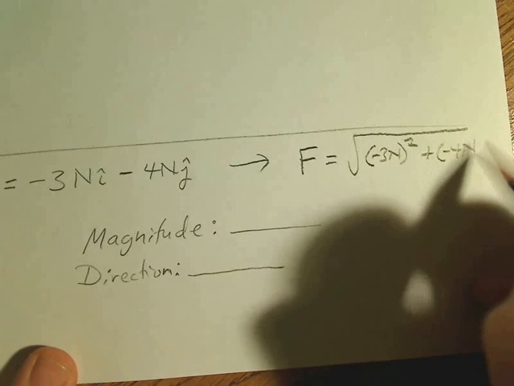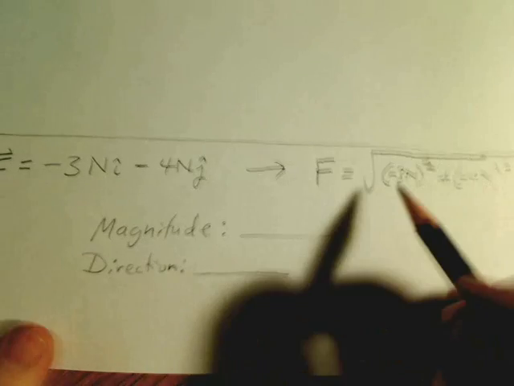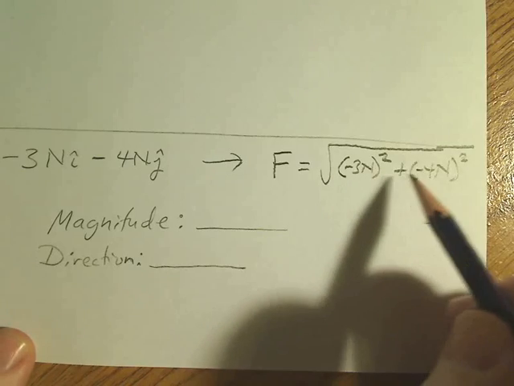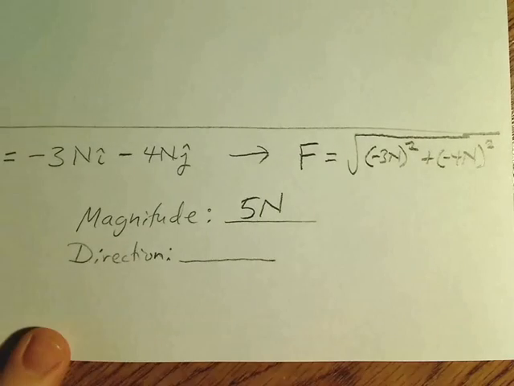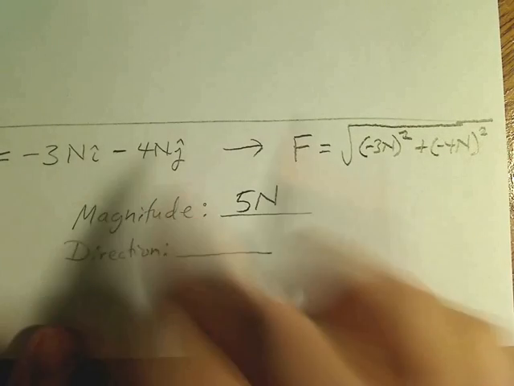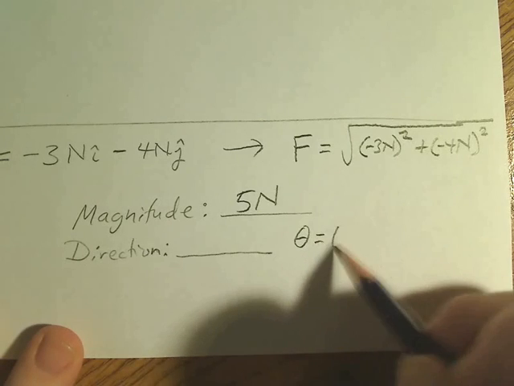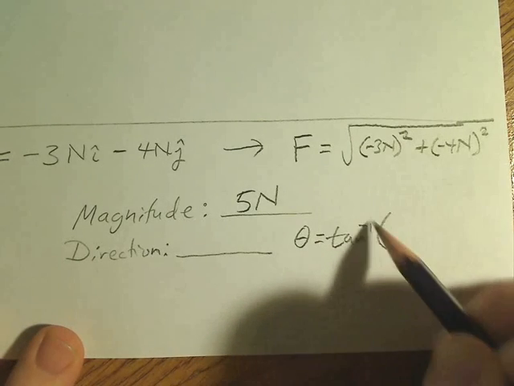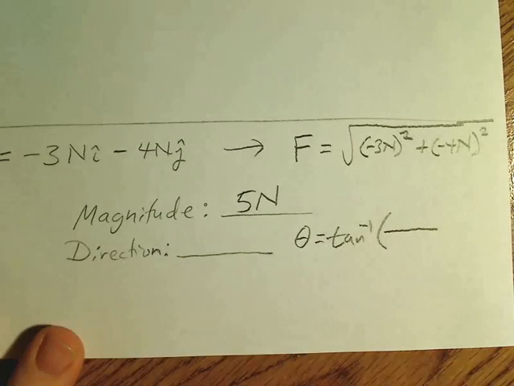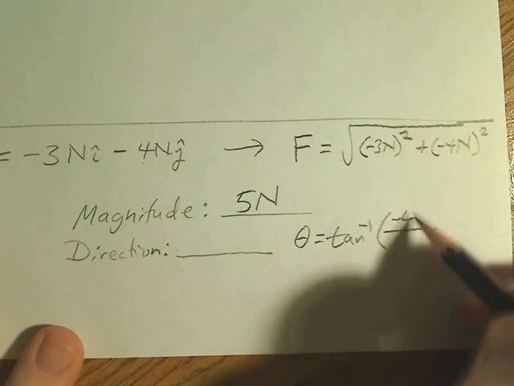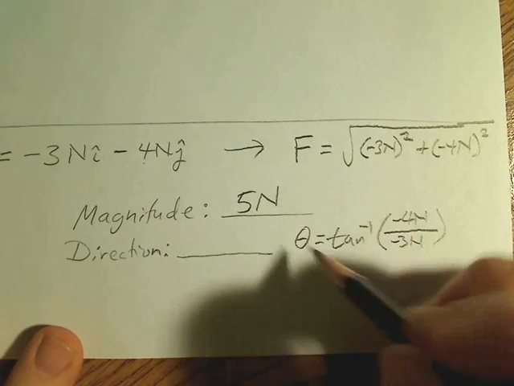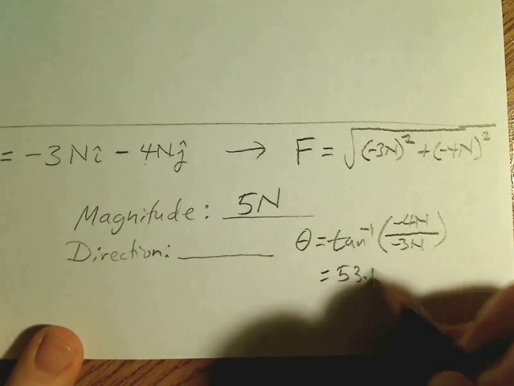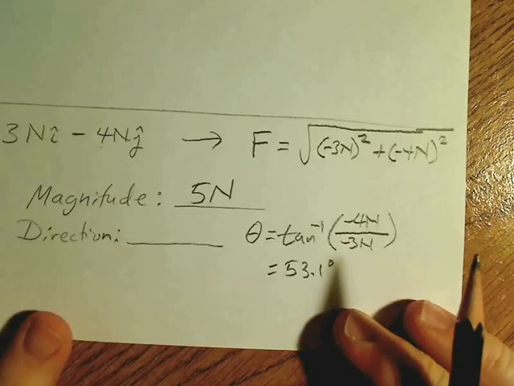plus negative 4 newtons squared, like that. The minus sign doesn't really matter because you're squaring these. And so it turns out to be 5 newtons. To find the direction of a two-dimensional vector like this, theta is equal to the inverse tangent of the y component, which is negative 4 newtons, divided by negative 3 newtons. That turns out to be 53.1 degrees, but it's in the wrong quadrant.